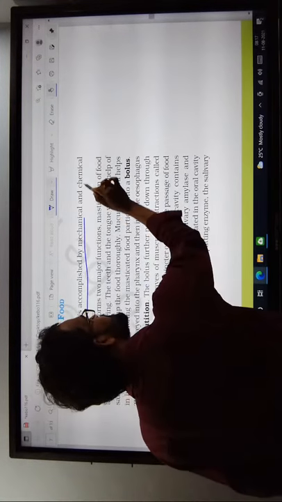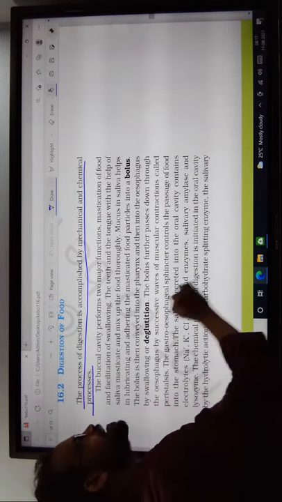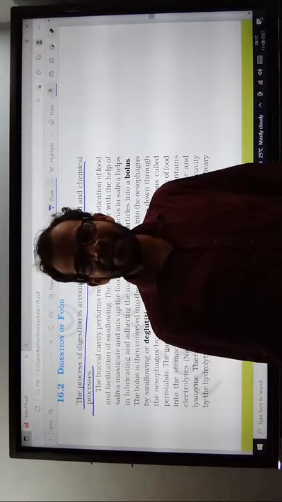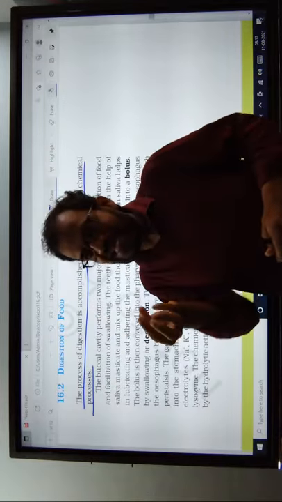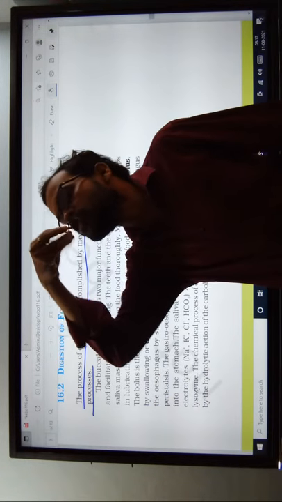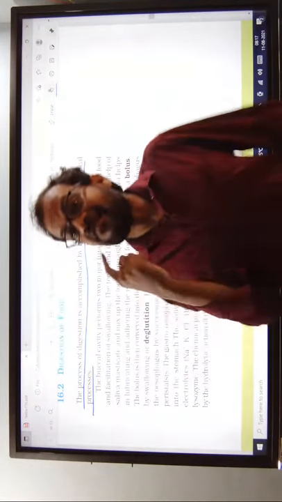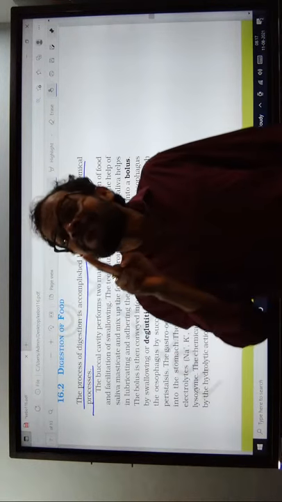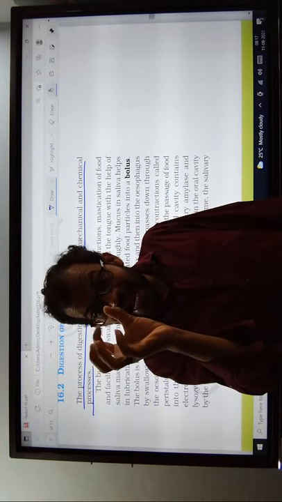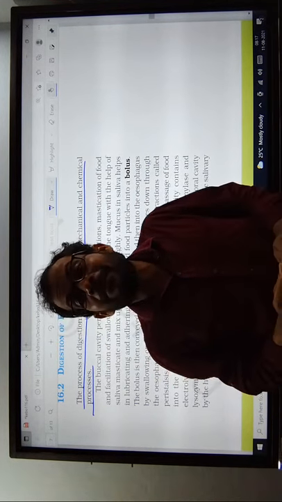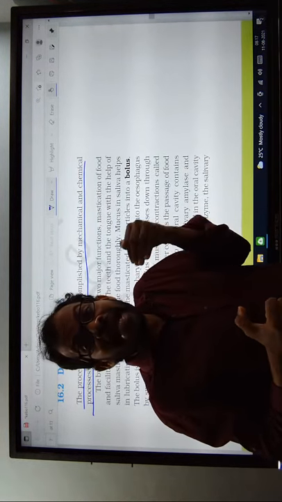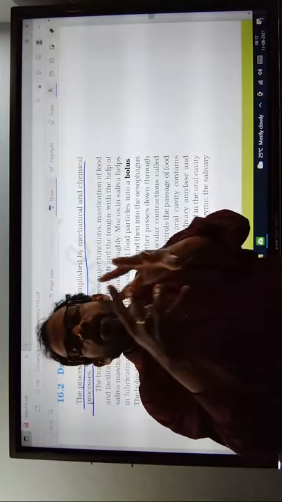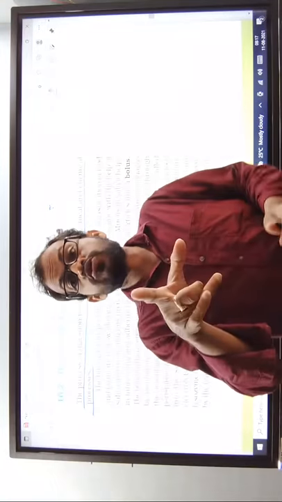The process of digestion is mechanical as well as chemical. Mechanical means that once you take any food particle, the food particles are placed into the buccal cavity with the help of teeth, with the help of tongue, with the help of smooth muscle contraction and relaxation, that is known as peristaltic movement.